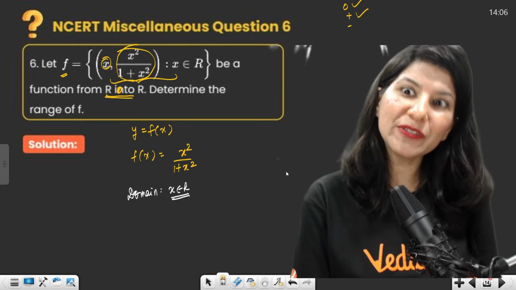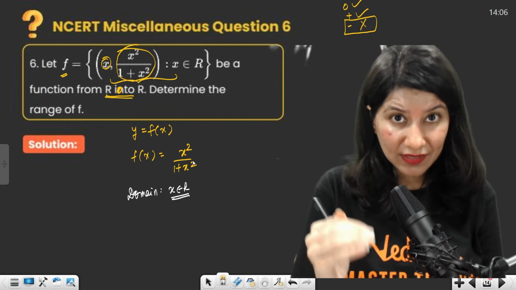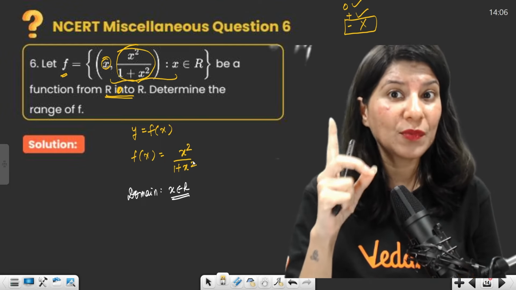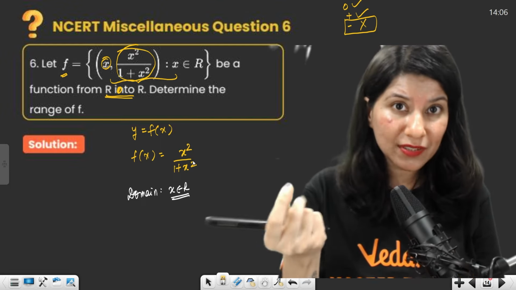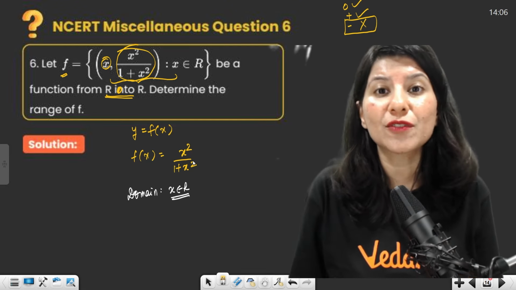Negative. Can negative be possible? Not at all. Understand. Zero is possible. Some positive values are possible that we need to check. But negative is not possible. This is an important point to note. Because x square is positive, the numerator is always positive. The denominator is also positive. How can this expression become negative?